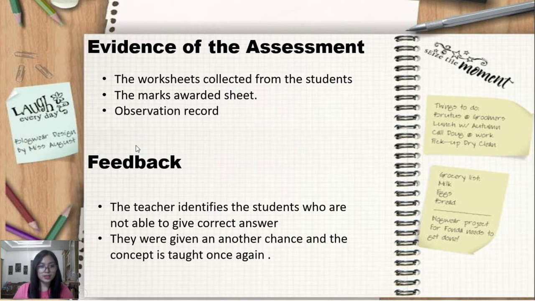Feedback. So the teacher identifies the students who are not able to give the correct answer. They are given another chance, and the concept is taught once again. So this is where remediation happens.